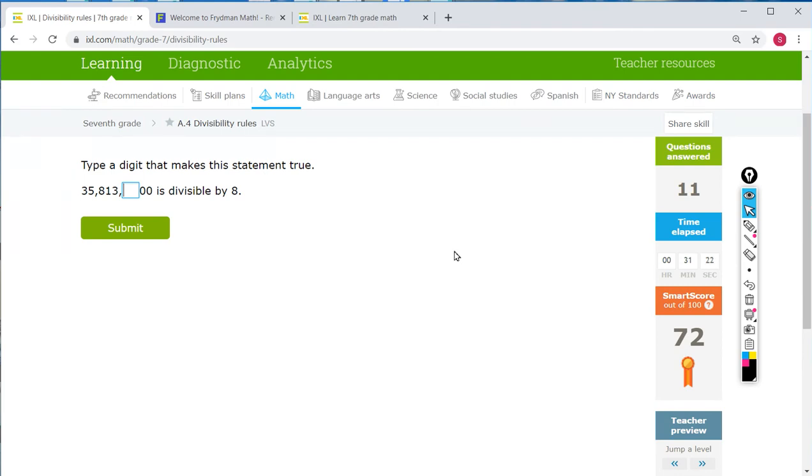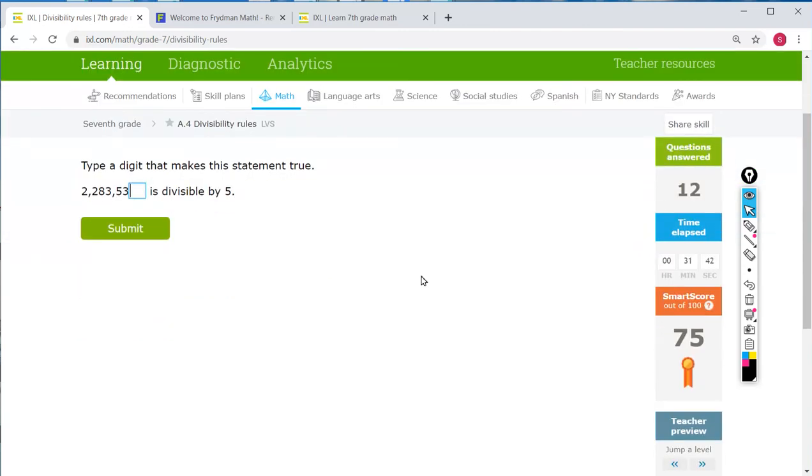So why don't I just pick 8 here? Because I know that 800 is divisible by 8. 8 goes into 800 exactly 100 times. So that's going to be my answer for this problem.